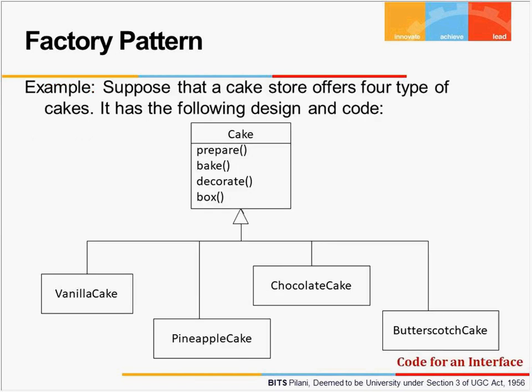Let's move to the example. Suppose a cake store offers four types of cakes, with the following design and code. The code is ahead, but it has this design. This cake store has a cake interface. I forgot to write the word interface on top of it, which would be the correct UML notation. The interface provides four methods every type of cake should implement: a prepare method, deck, and box. Every cake class which implements this cake interface must provide implementation for these methods.